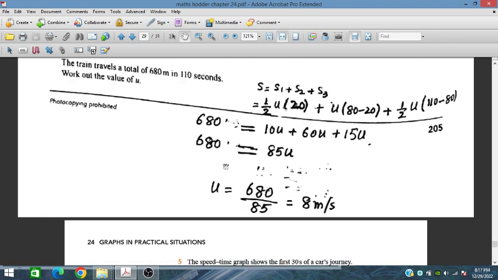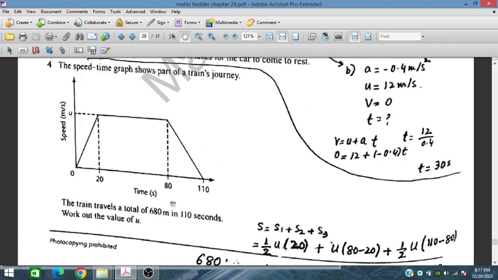So this is a very, very important problem. These kinds of questions are asked in exams.